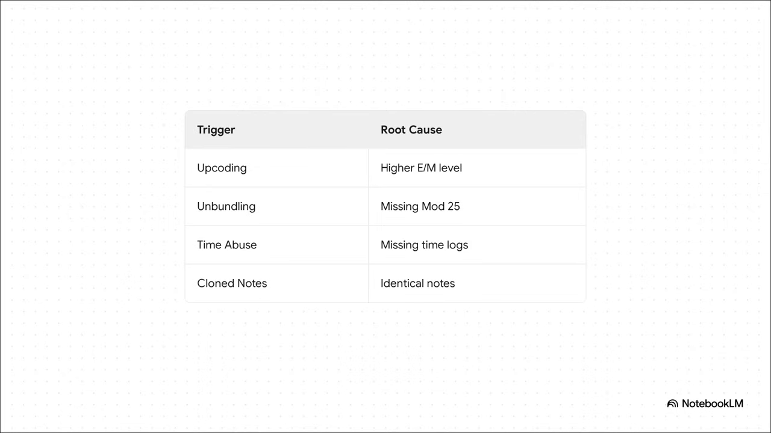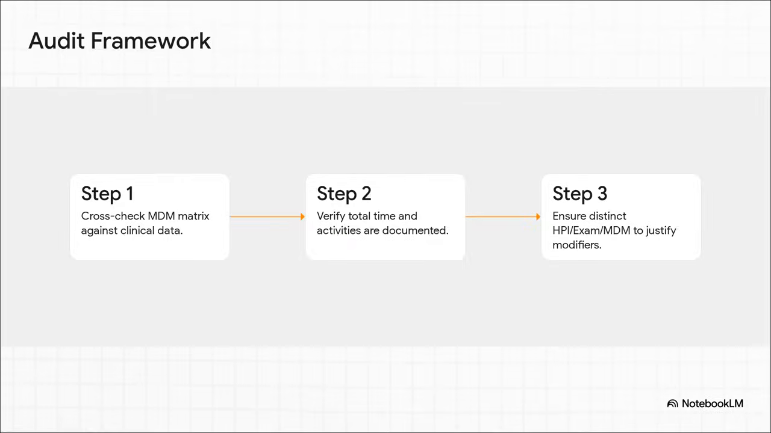Third is time-based abuse, providers forgetting to explicitly log the exact total time spent on the date of service. And finally, what we just talked about, clone documentation. So how do we combat those triggers? You implement a master audit framework. Before a single claim goes out the door, step 1, cross-check that medical decision-making matrix against the actual clinical data you reviewed. Step 2, if you're coding based on time, verify that the exact total time spent and the specific activities you performed are explicitly written out in the note.